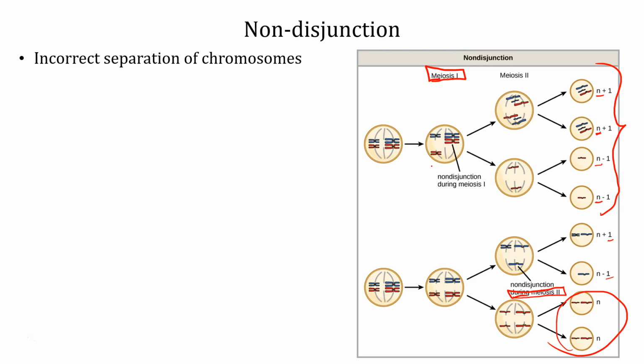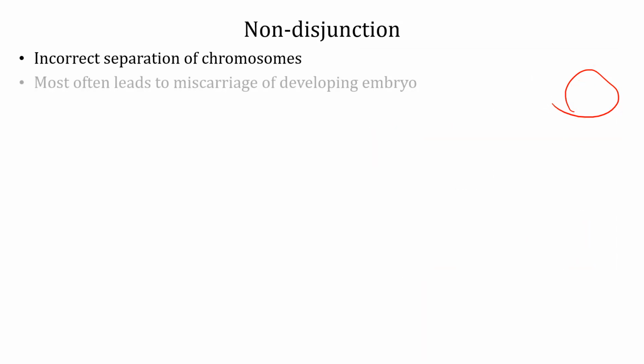Now, this can occur, and most of the time, if one of these gametes was the one used in the fertilization event, that developing embryo will not be viable. The embryo will not develop. It's just too much of a genetic abnormality for the embryo to survive. But there are a few disorders in which, for whatever reason, the non-disjunction event is not as severe, and this can lead to the survival of the person. There just might be some symptoms or side effects to it. Now, the place where this is most often the case is when we're talking about abnormalities in the sex chromosomes.